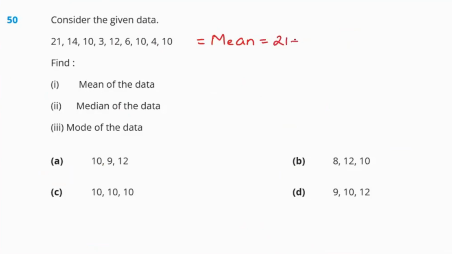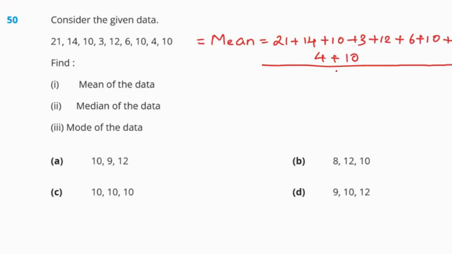So we have to add 21 plus 14 plus 10 plus 3 plus 12 plus 6 plus 10 plus 4 plus 10. All this we have to add and divide by the total number, which is 9. When we add all this, we will get 90. So 90 by 9 is equal to 10. Okay, so mean is 10.